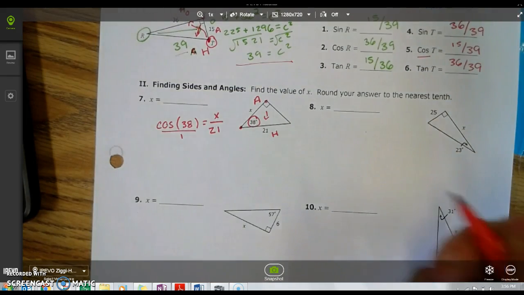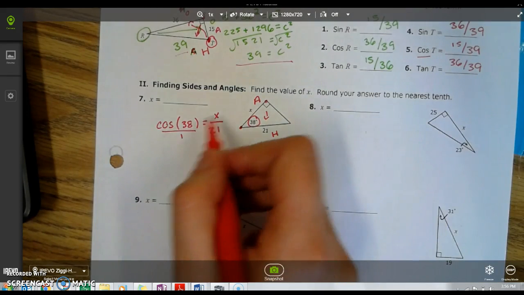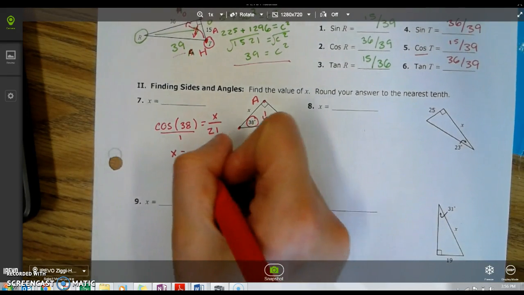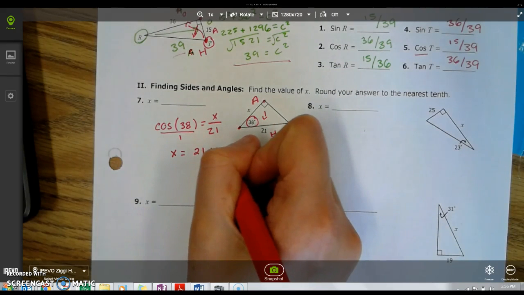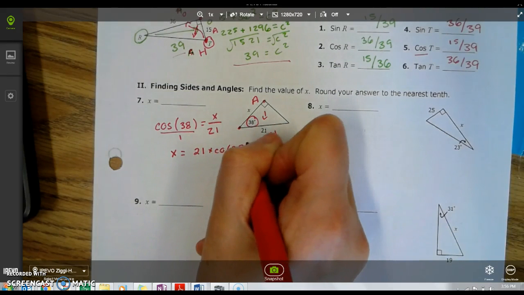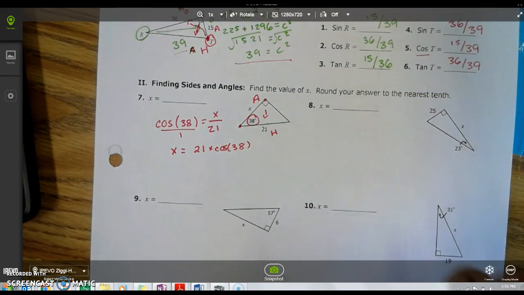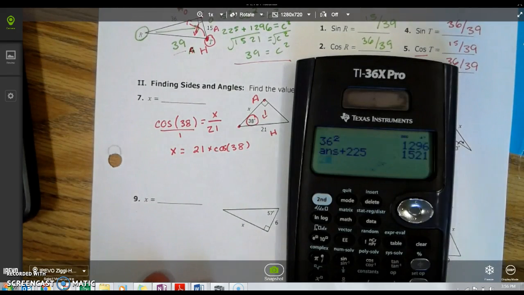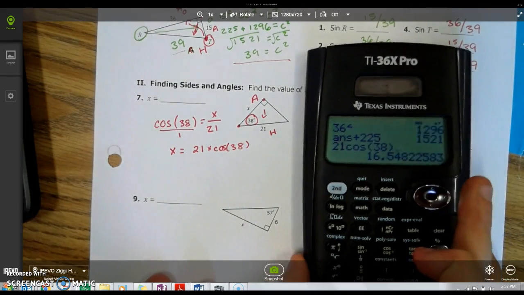Most people like cross multiplying because I can do the same thing every time. So 1 times x is x. 21 times cosine of 38. It's just written like that. And we'll put that in the calculator. It's 16.5.